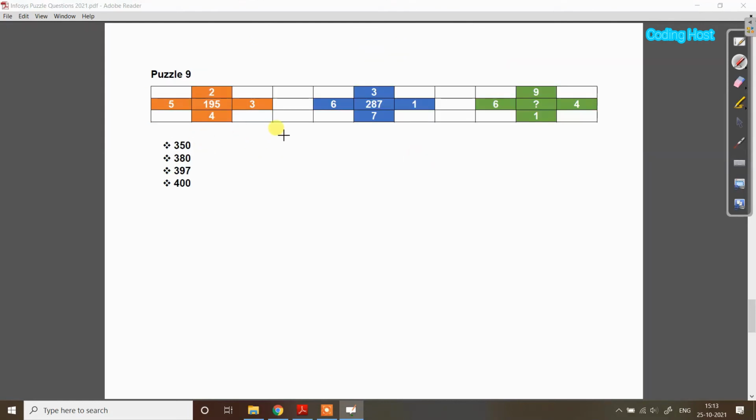So here you can see that we have different tables. So we have to find some logic in these numbers here. So it is equal to 195. Suppose we add all these numbers: 5 plus 2 is 7, 7 plus 3 is 10, and 10 plus 4 is 14. So square of 14 is equal to 196, and here they are taking 195. So we are subtracting 1 from here. So it is equal to 195.